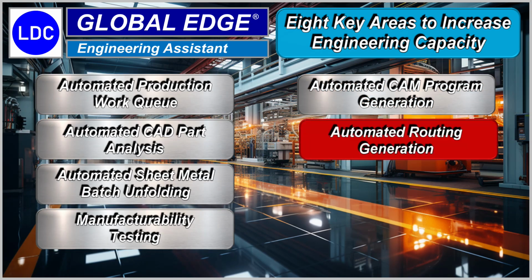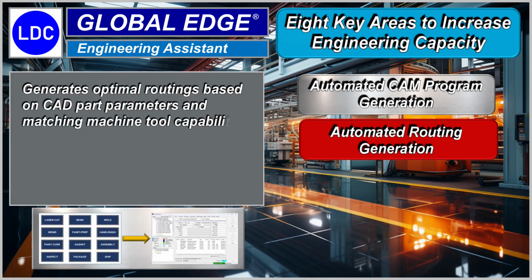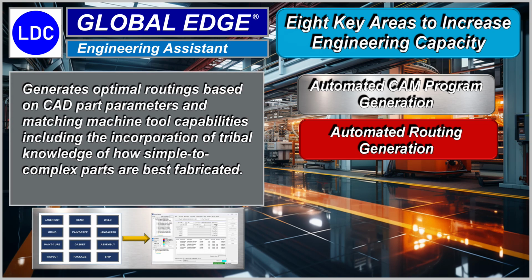Automated routing generation generates optimal routings based on CAD part parameters and matching machine tool capabilities, including the incorporation of tribal knowledge of how simple to complex parts are best fabricated.